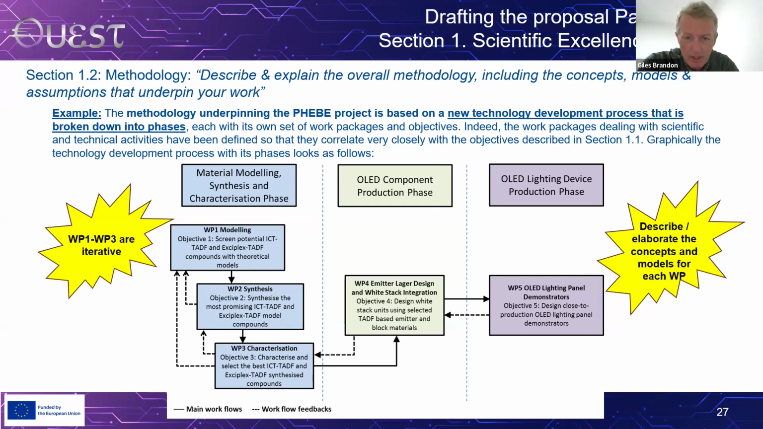I also wrote a bit about how this is part of a product development process. Again, this is something that seemed to go down quite well with the evaluators. So if you're doing any proposal, such as a research and innovation action, you can somehow map your work packages to the concept of a product development process, and do a figure, which usually goes down quite well.